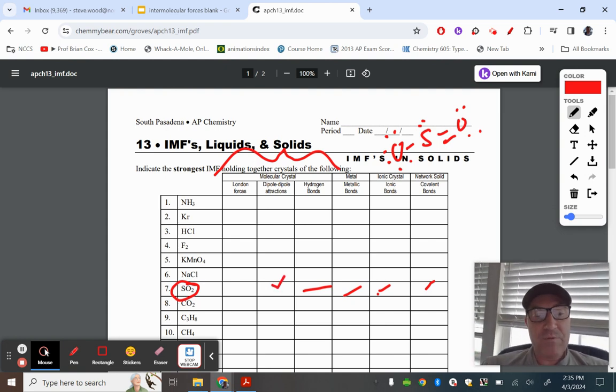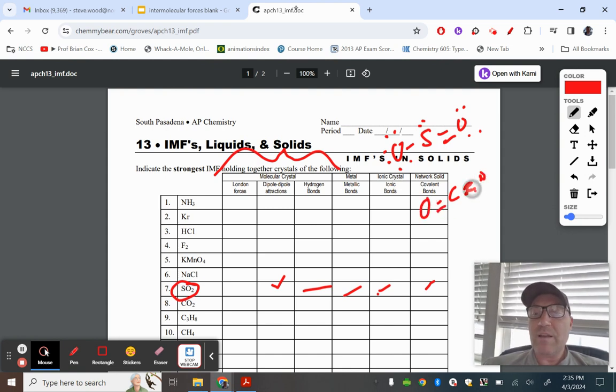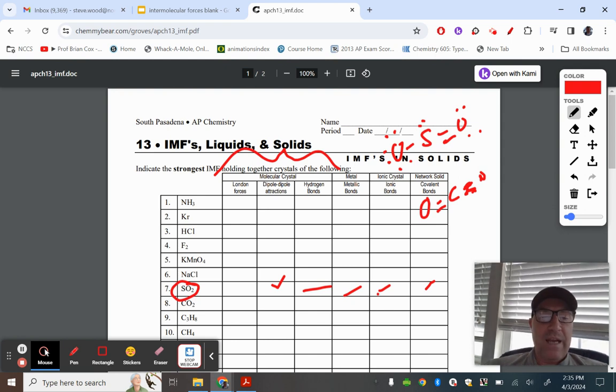But if you look at the next one, CO2, and I know some of you have run into CO2 a couple times, it's got a double bond. So this should be a double bond. And this would be London dispersion.